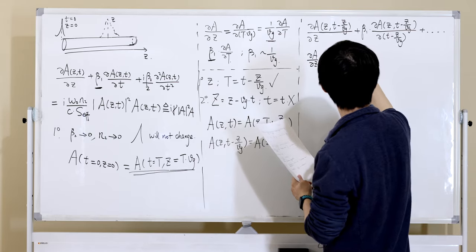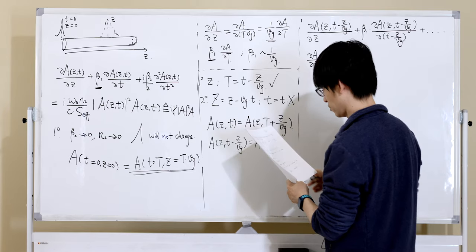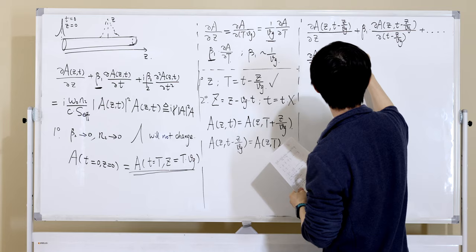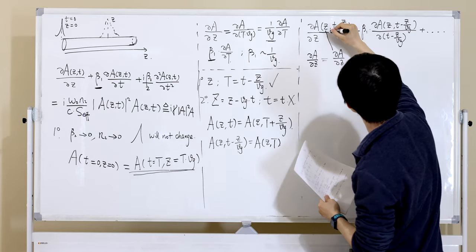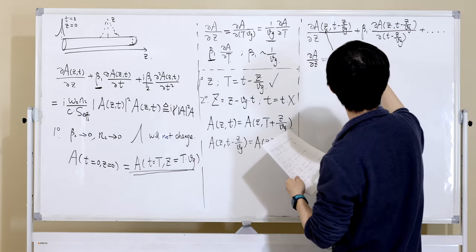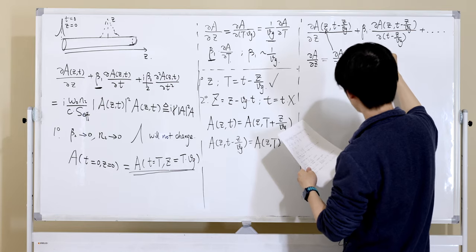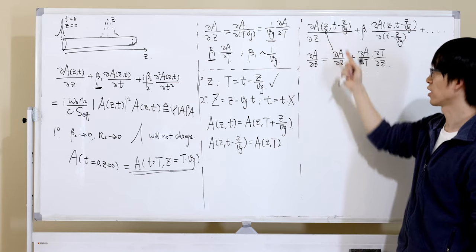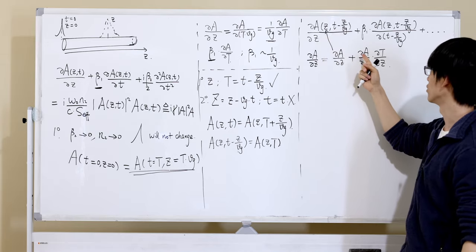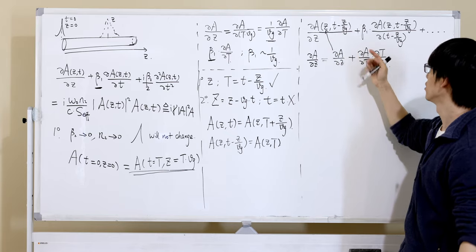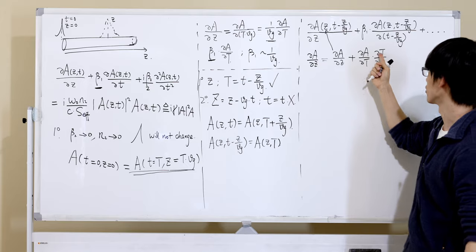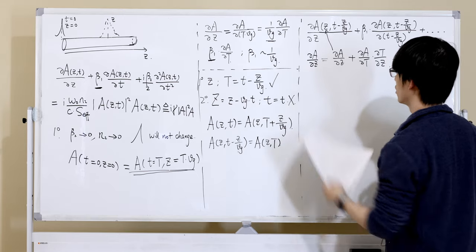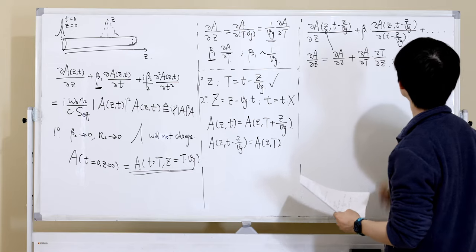So partial A partial z, let me rewrite it. This first z is to this z. And then for the second one, the capital T term also has a z in it. So you have to take the differential of your T term. This is T, and then your differential of T with respect to z. And we know that partial T partial z is minus 1 over VG, minus 1 over VG.